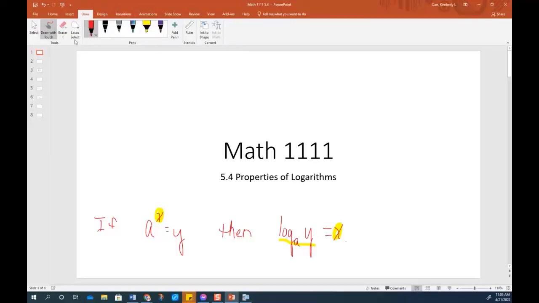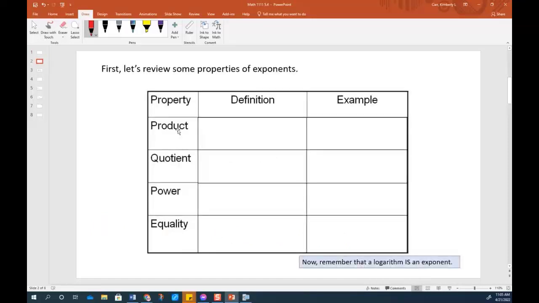So we should expect logarithms to behave like exponents. And today we're going to make the connection about how they do behave like exponents, but how we should notate it on our paper. Before we get into talking about logarithms, we're just going to go through some of the properties of exponents.